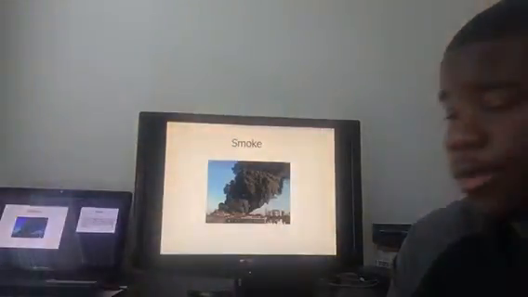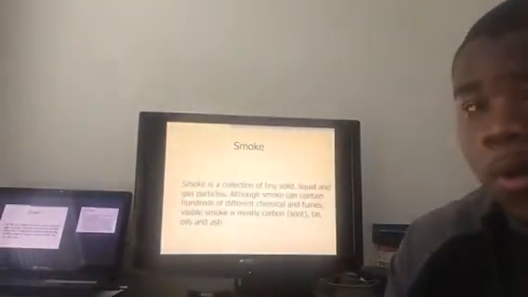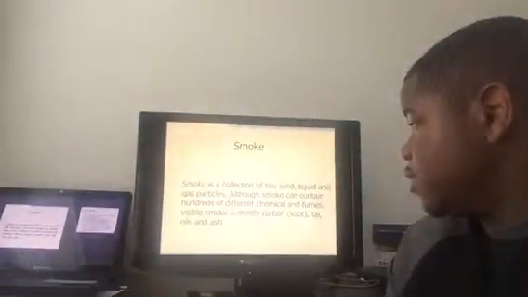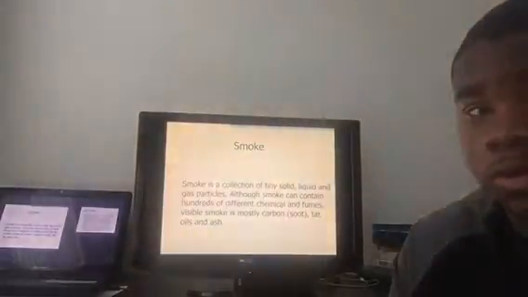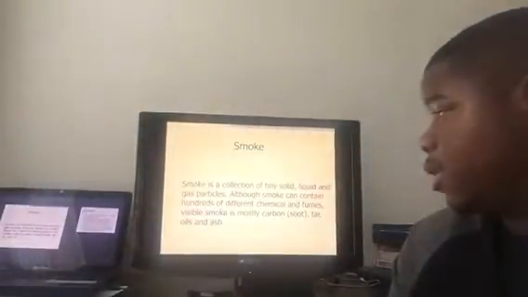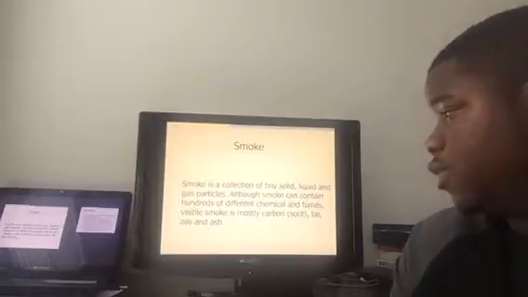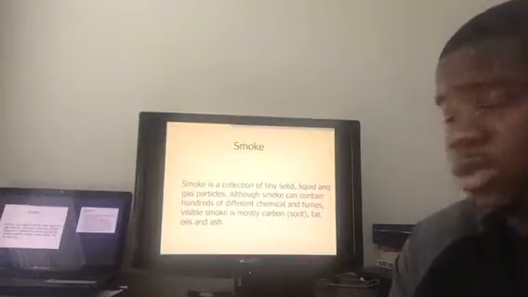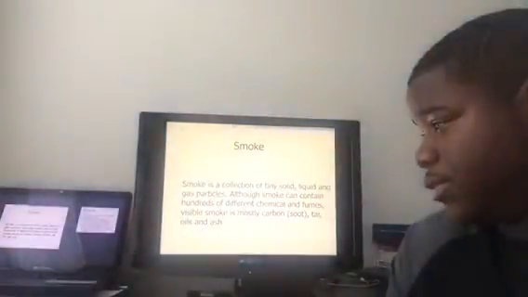So next we have smoke. So what is smoke? Smoke is the collection of tiny solid, liquid, and gas particles. Although smoke can contain hundreds of different chemical fumes, visible smoke is most likely carbon, tar, oils, or ash.